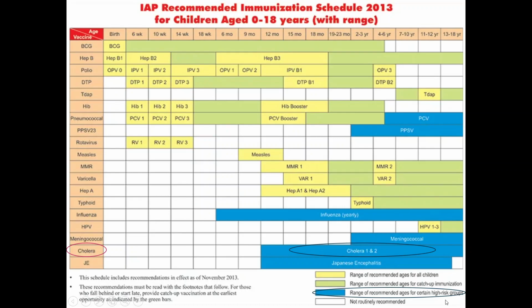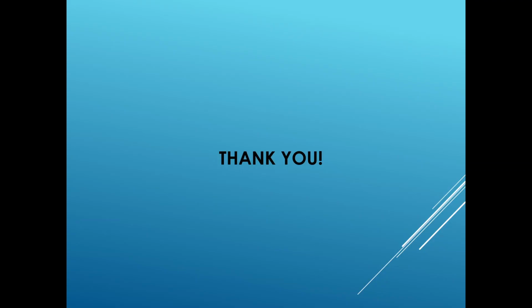What does high-risk group mean? These are people who have contact with sick individuals, for example doctors, and those who live in endemic regions of cholera or have contact with cholera disease. These are high-risk groups of people.